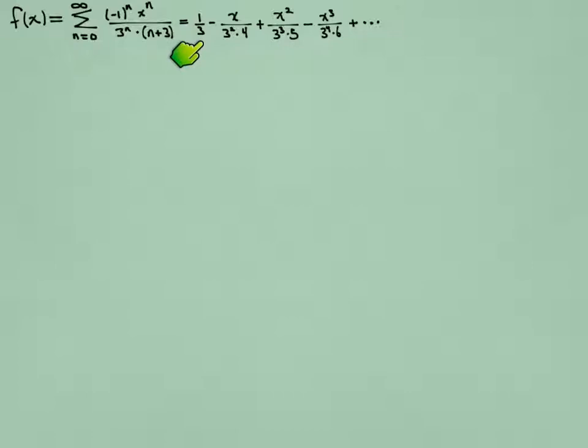so 1/3. Each successive term will have a power of x appearing in it, and then we'll see a power of 3 increasing, and then in the denominator we'll also see n plus 3, which when n is equal to 0 gives you 3, but as I increase n here, I'll see this factor go up by 1, so we'll see 4, 5, and 6.